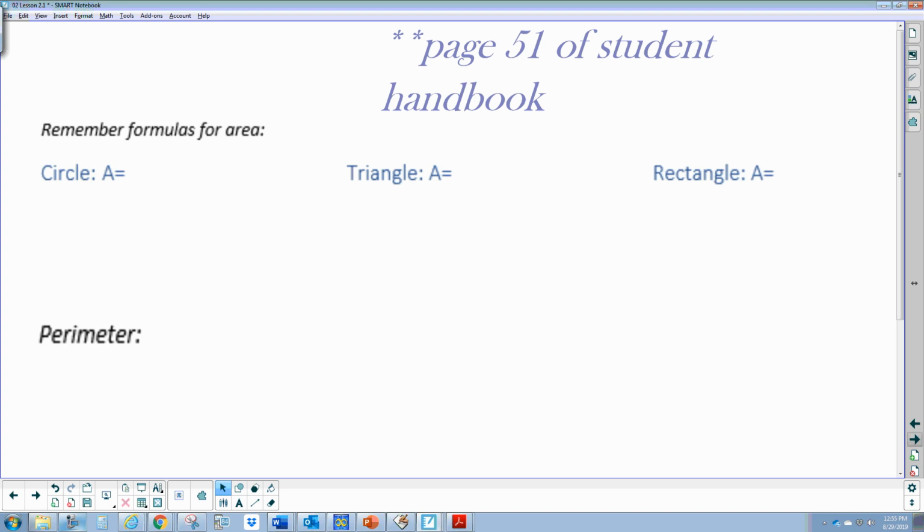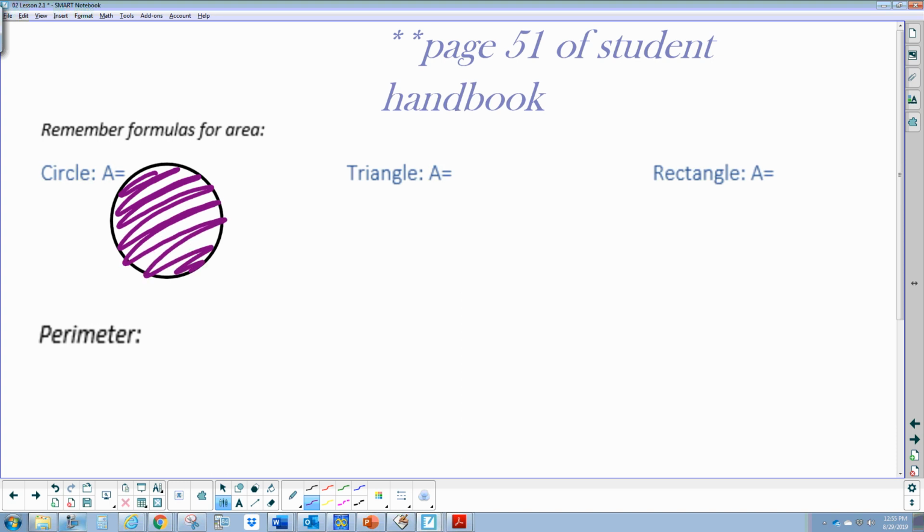But first I want you to refresh some of the formulas that you know, formulas for area. There are 3 formulas for area that we use pretty often: area of a circle, area of a triangle, and area of a rectangle. These are in your student handbook on page 51. The 2019-2020 handbook has your area formulas on page 51. So let's refresh our area formulas. And if you remember what area describes, it describes the space inside of a figure.